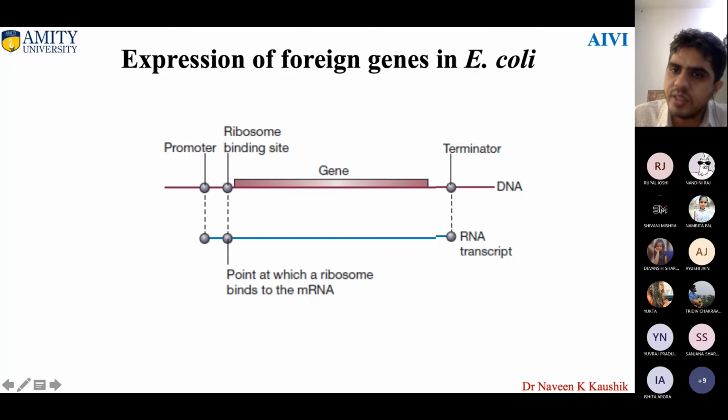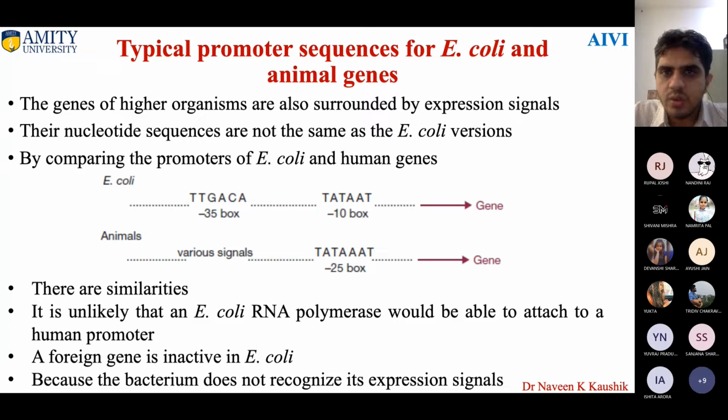So at the point of terminator, your RNA polymerase will stop the transcription. So all these components you need. Now we need to know what the components are, what the sequences are, and what the features of your promoters are. As we mentioned, the promoter is going to be upstream to your start site. Start site means upstream to your start codon.